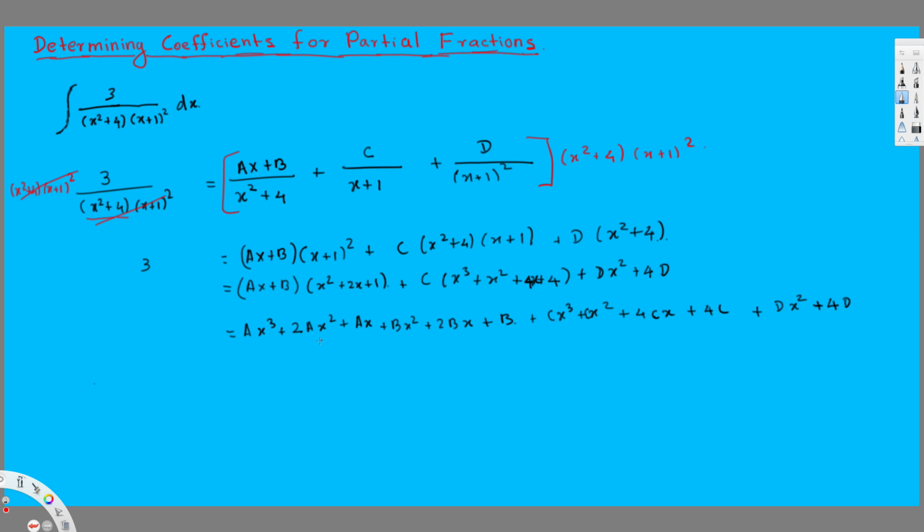Okay, let's start with the cube. So we have ax cube right here, cx cube, right? So these are the only two cubes right here. So let's write this one as a plus c x cube.